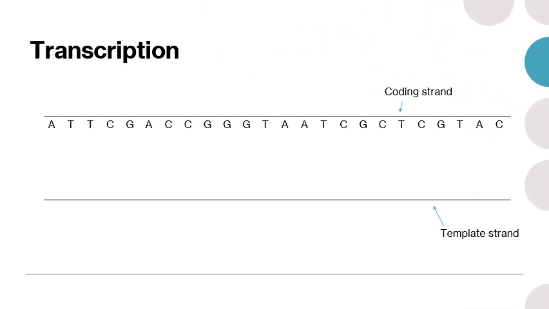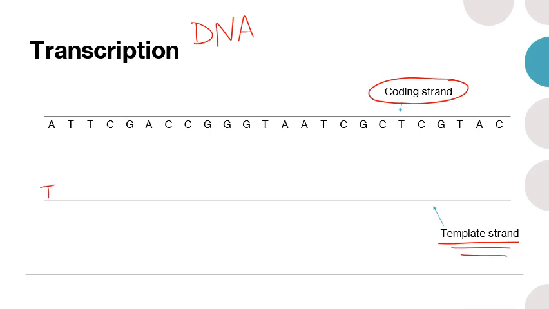So again, another example, here's our coding strand. We're going to fill in our template strand first. So this is all a long, big strand of DNA. We have A goes with T, C goes with G, and G goes with C.